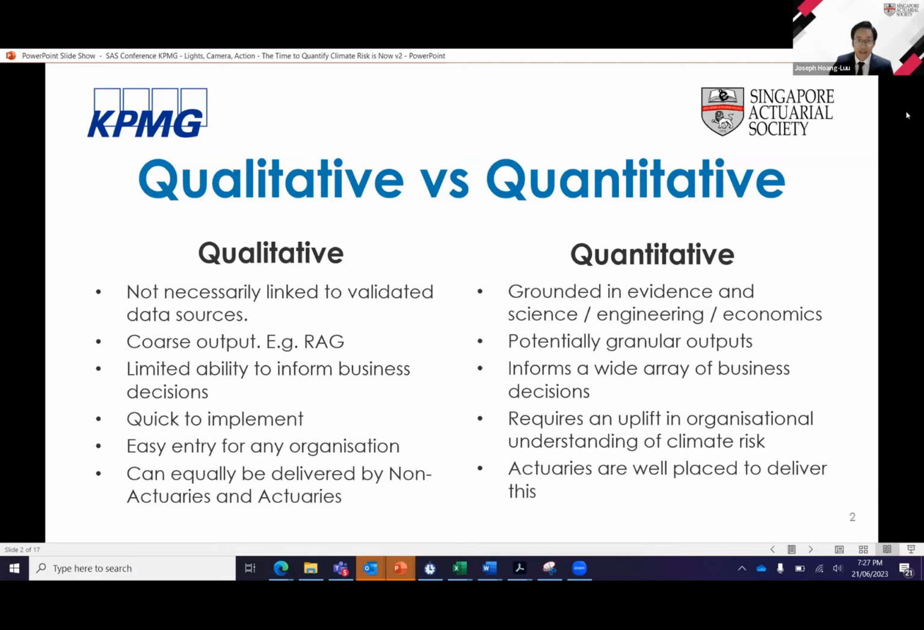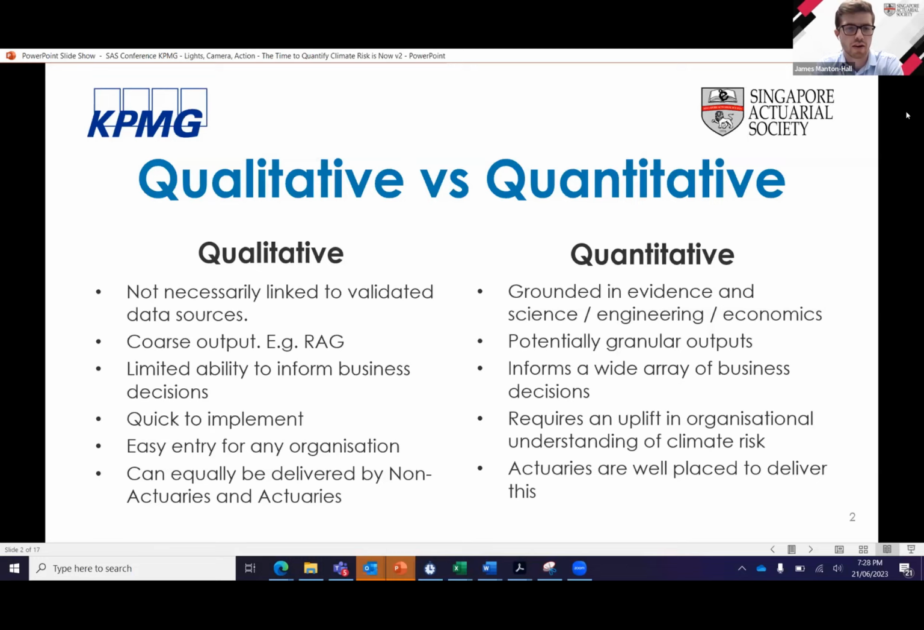And it also is more coarse in its output. Typically, you'd see red, amber, green ratings. They tend to be limited in their ability to inform business decisions, although they're much quicker to implement, and it's an easy entry point for many organizations. And they can also be delivered equally by non-actuaries and actuaries. I'll hand over to James to talk about some of the quantitative elements.